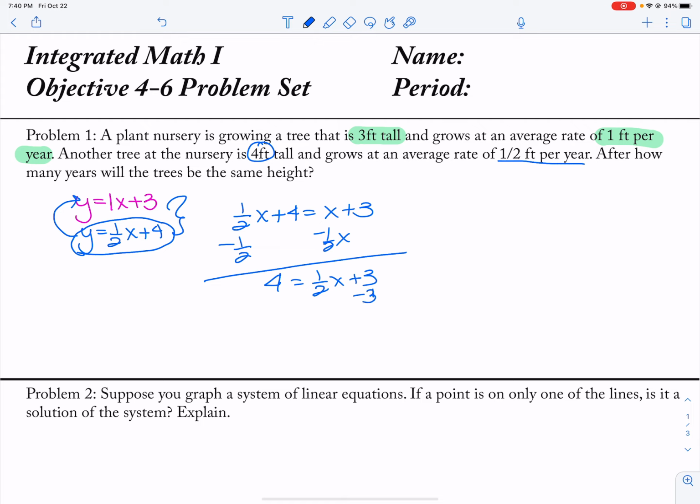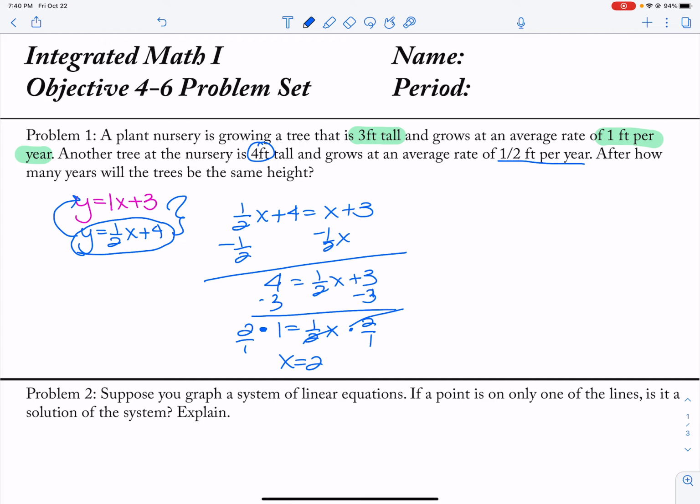Subtract both sides by 3. And I get 1 is equal to 1/2 x. Dividing by 1/2 is the same thing as multiplying by 2 over 1. Remember, if I multiply by the reciprocal, then I can cancel out the 2's. So then I get x is equal to 2.